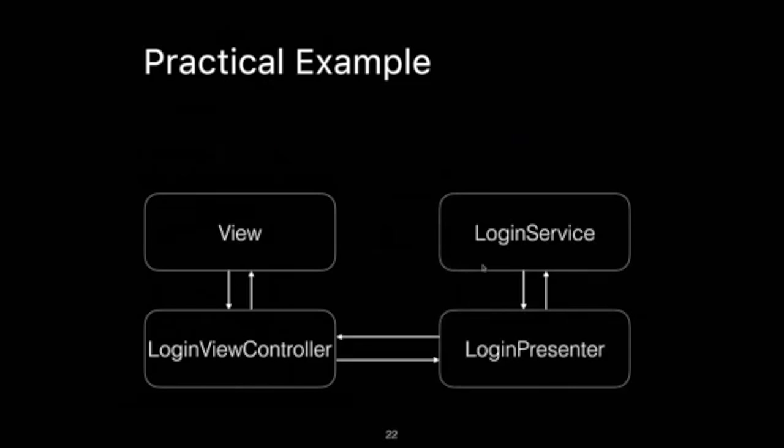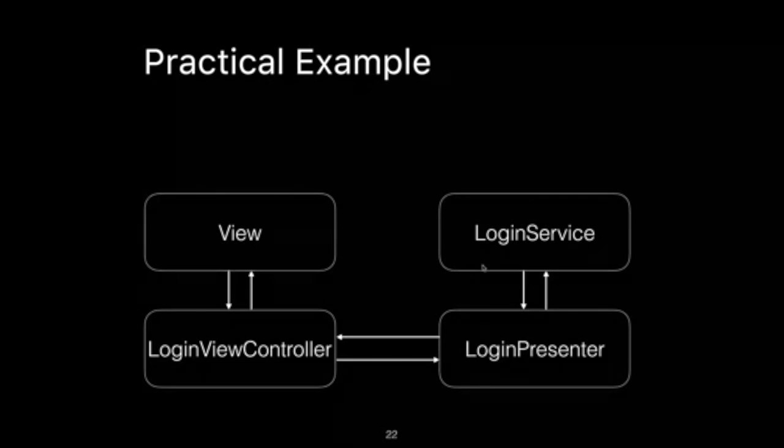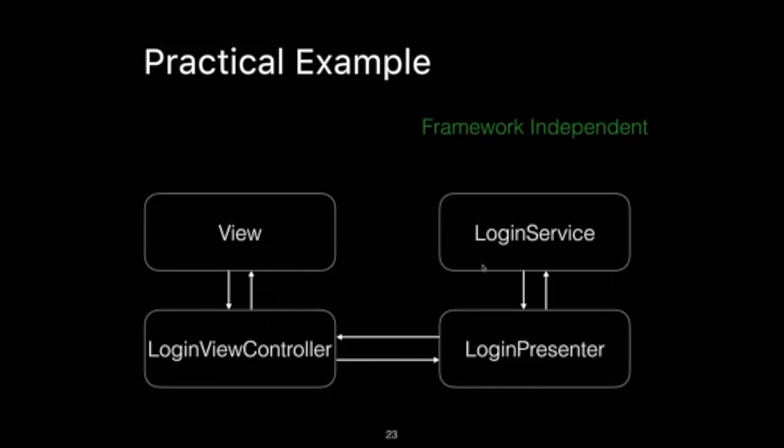On the other side, we have two collaborators, a presenter and a service. And these objects contain our business logic. The presenter is responsible for managing what happens in different use cases. For example, if the username is empty or if the credentials are invalid. The service has the responsibility of checking if some credentials are valid or not. And it can be a local or a remote service. This is the part that is independent of our framework and is shared through all the sample applications.